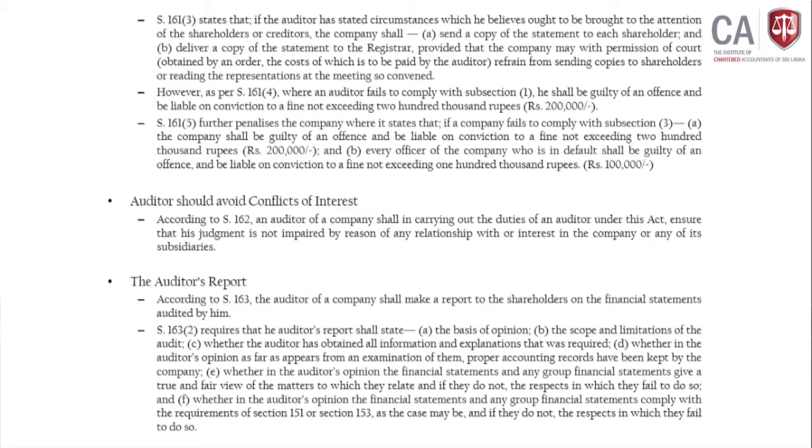Section 161(5) further states, penalizes the company also, where it states that if a company fails to comply with subsection 3 earlier, of not presenting the written statements of the circumstances that they believe ought to be brought to the attention of the shareholders or the creditors, then the company shall be guilty of an offence and be liable on conviction to a fine not exceeding 200,000 rupees. And apart from the company, every officer of the company, the directors, who is in default shall be guilty of an offence and be liable on conviction to a fine not exceeding 100,000 rupees. The individual penalty also rests at the rate of 100,000 rupees.